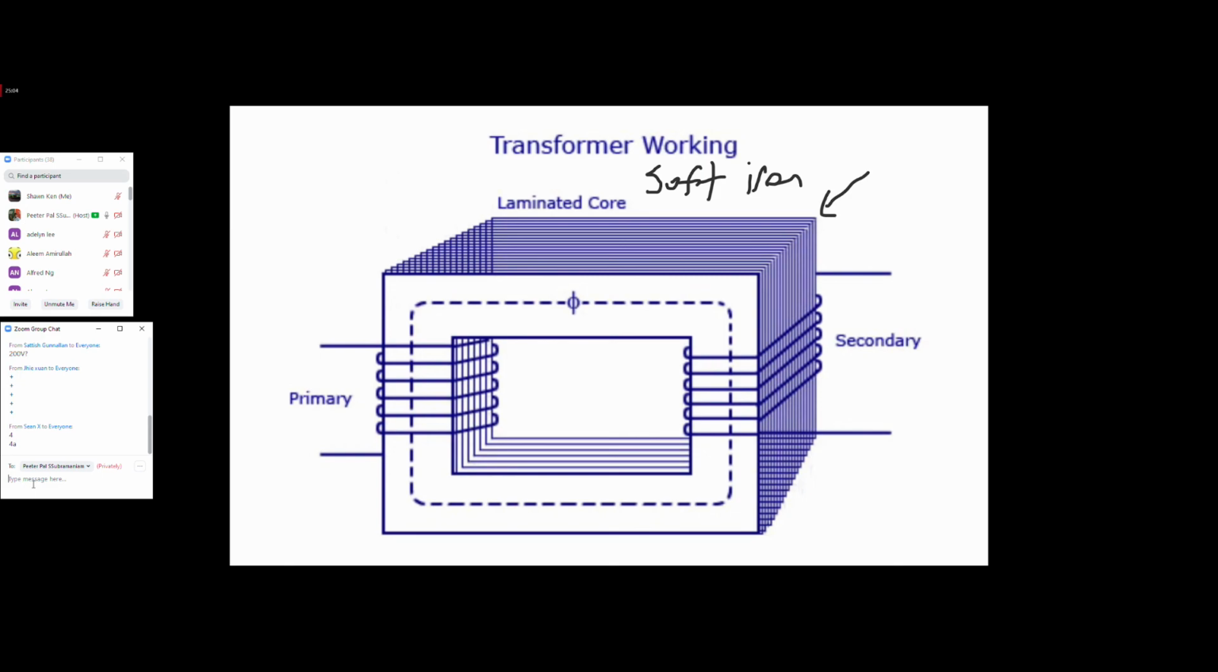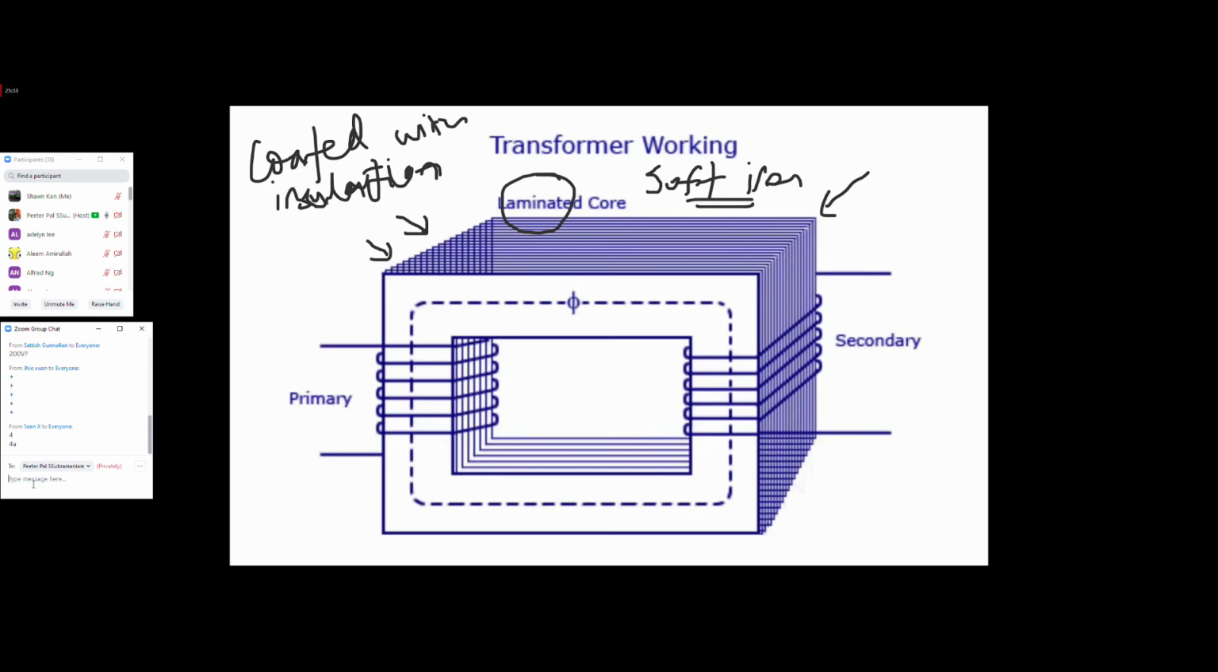Laminated cores are very thin plates. This is actually very thin plates of soft iron, laminated. Laminated means it is coated with insulation. Coated with insulation. Why is there insulation there? So that they can reduce the current flow.